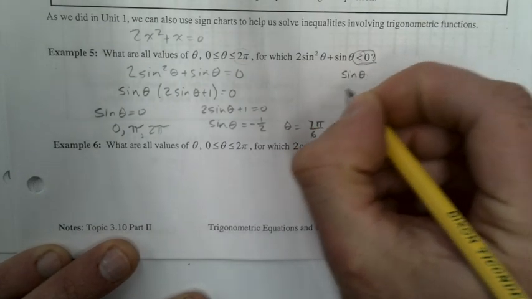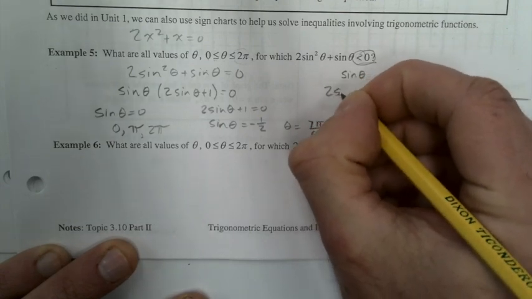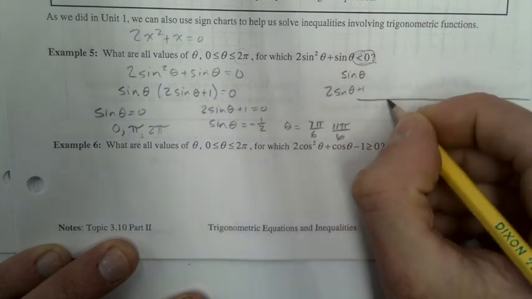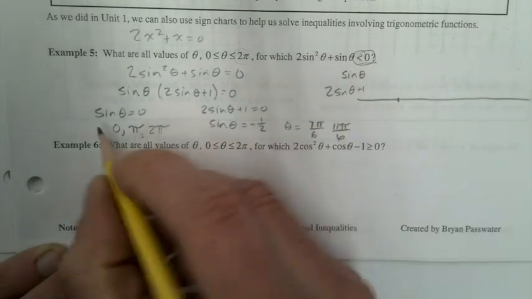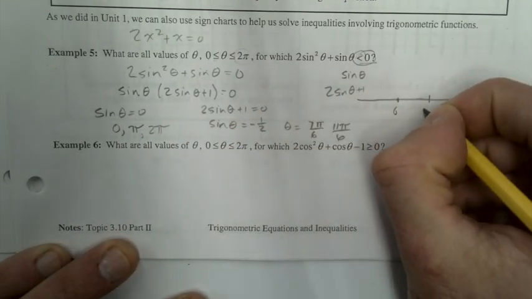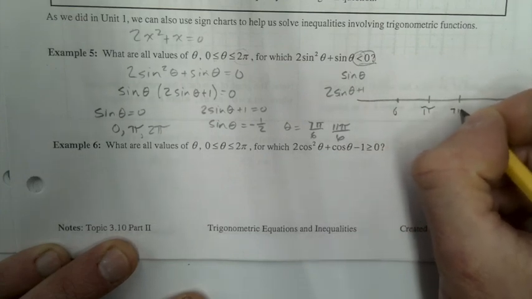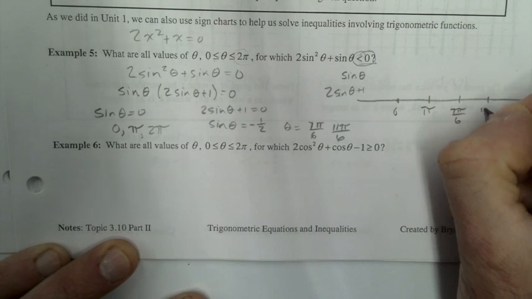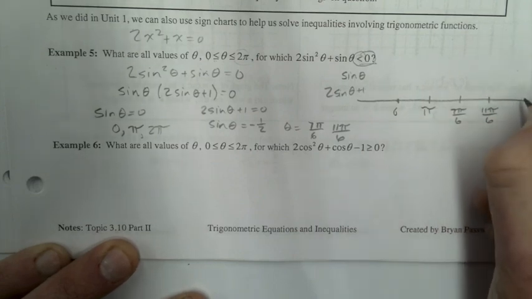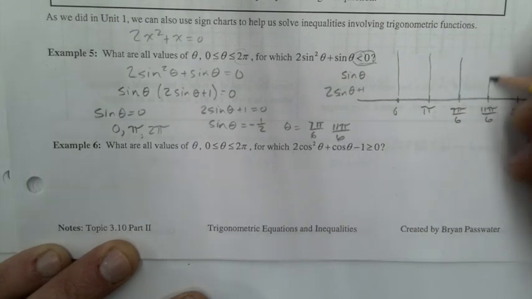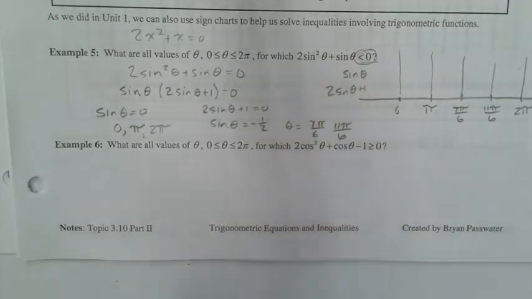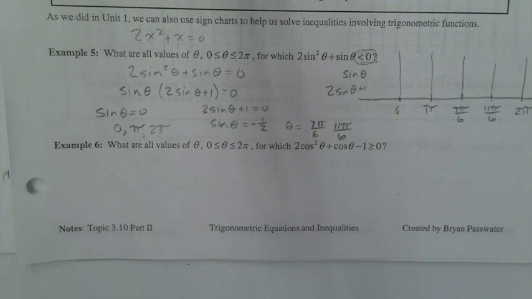When will sine of theta and 2 sine theta plus 1 be greater than or less than 0? Well, the solutions are at 0, pi, 7 pi over 6, 11 pi over 6, and 2 pi. So I'm going to now create a sign chart to find out whether or not this whole function will be positive or negative on these intervals.